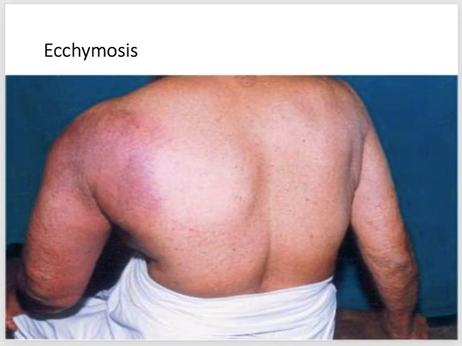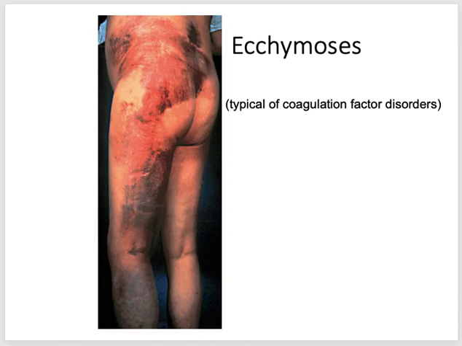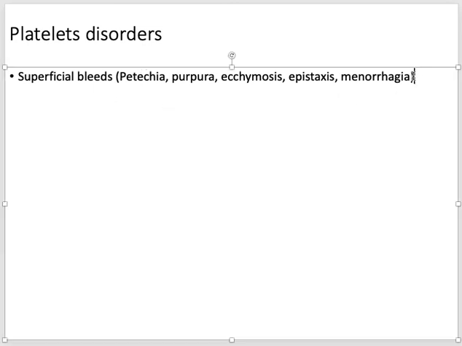All the superficial bleeds, again this is Henoch-Schonlein purpura, we already studied this one in pediatrics, ecchymosis. Superficial bleeds, platelets, remember guys, they cause superficial bleeds. Platelets cause superficial bleeds, okay? If you remember this thing, things will become easy. So whenever anyone has a superficial bleed, what will you do? You will order a CBC.